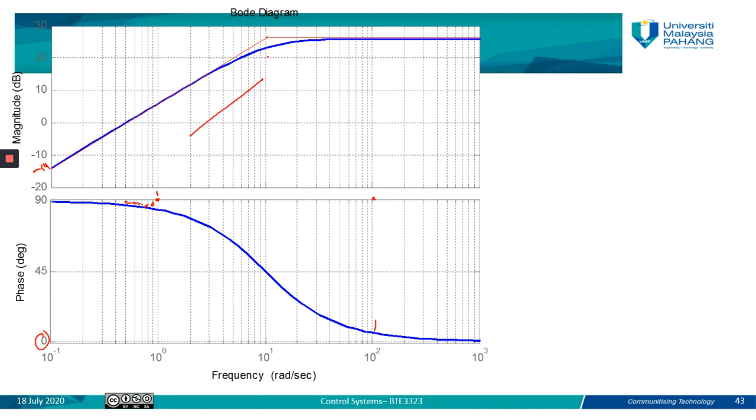Our aim in this chapter is that after we can draw the Bode plot, we are going to use it to investigate the system stability. From this graph, we can identify whether our system is stable or unstable and so on. So the next video will be more on identifying the system stability based on the Bode plot graph.